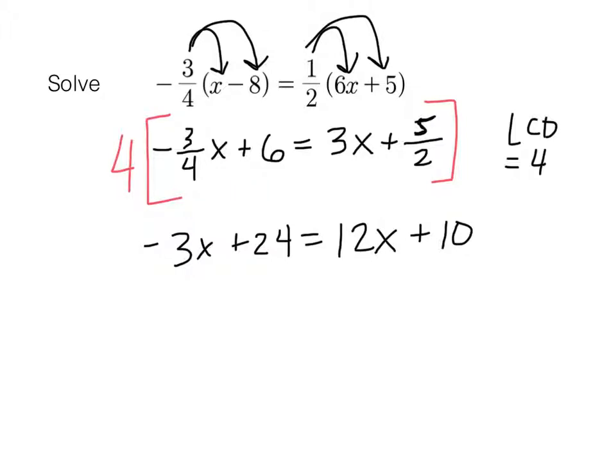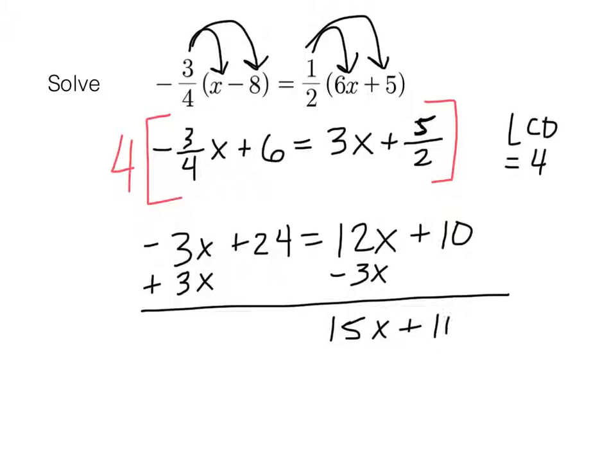And now it's just a variables on both sides equation. So we're going to continue with the work by adding 3x to each side because negative 3x is smaller than 12x. Remember, that's a good way to start, especially because sometimes we get stuck with the problems. We got 24 on the left, 15x plus 10 on the right.